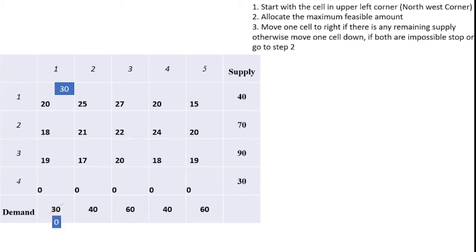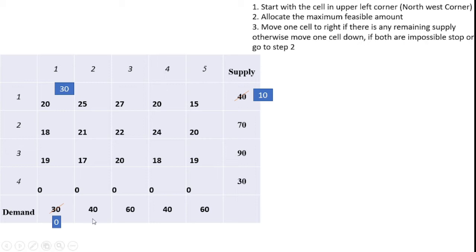After that, the demand of 30 becomes 0, it is solved. After that, in supply there is a balance of 10 available. So what is the next step? How can I allocate this 10, or how can I perform the next step?